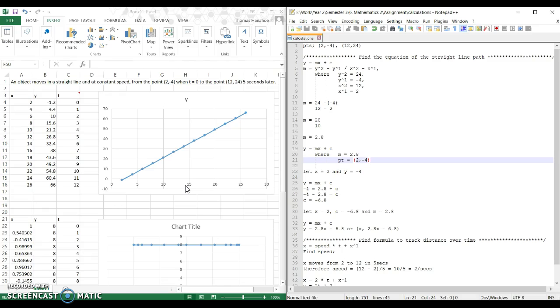So for this assignment we were supposed to answer questions that were handed out, explain how we got our answers for our questions, and show our questions in Excel. So if we look over here, I have the question written out. An object that moves in a straight line and at a constant speed from the point (2, -4) when t is equal to 0 to the point (12, 24) 5 seconds later.